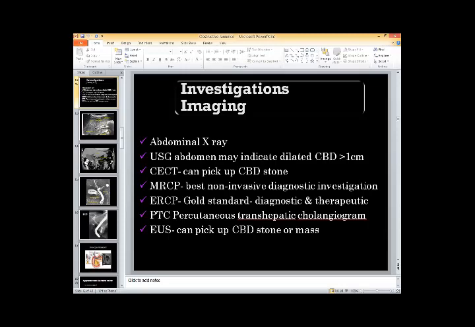Then the next term you need to know is PTC, percutaneous transhepatic cholangiogram. If you cannot put a scope through the intestine or stomach and do a cholangiogram from below, you can put in a needle through the skin into the liver, and you can do a cholangiogram from above through the liver. So it is called percutaneous transhepatic cholangiogram. Similarly, you can also do an endo ultrasound. Endo ultrasound can pick up stone or masses very quickly. So I will show you a few pictures of these and then we'll finish here.